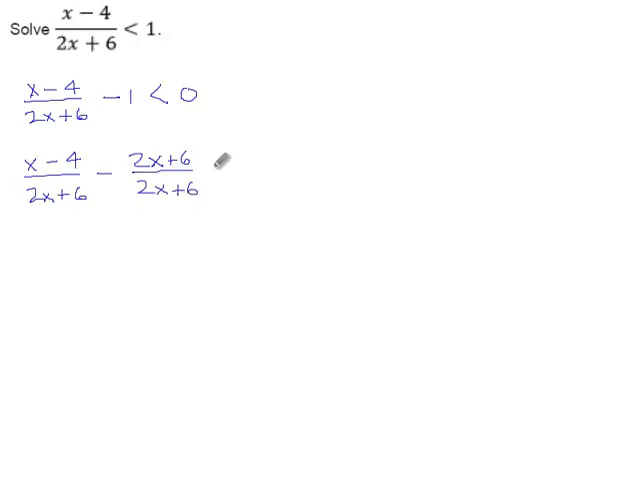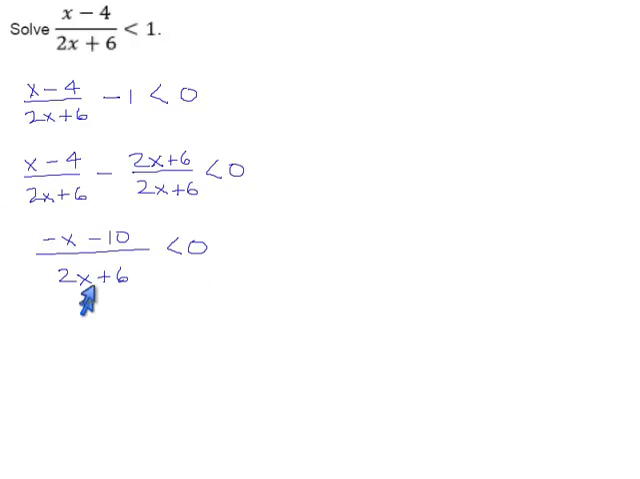Why on earth would I do that? Because I want to combine these two fractions into a single fraction. And when I do that, I get, let's see, x minus 2x is going to be negative x. Minus 4 minus 6 is minus 10, all over 2x plus 6 is less than 0. Okay. Now we've got an inequality that has a 0 on one side, just one fraction over here.